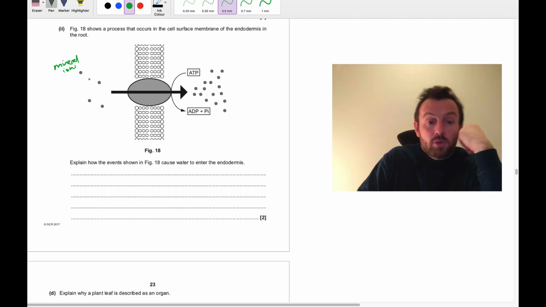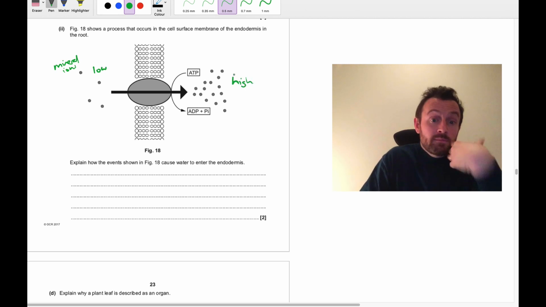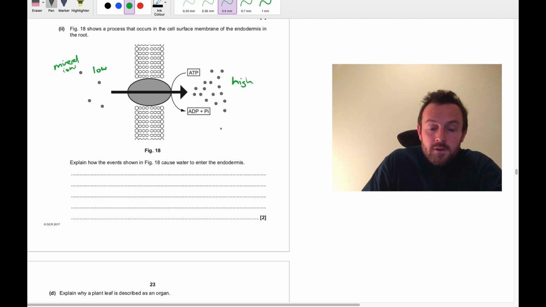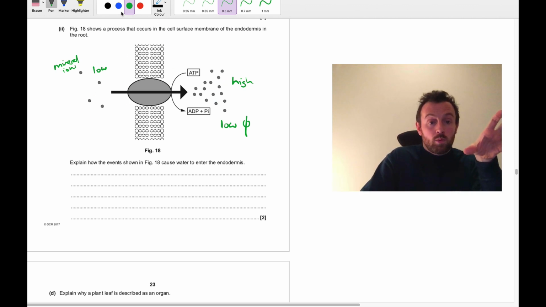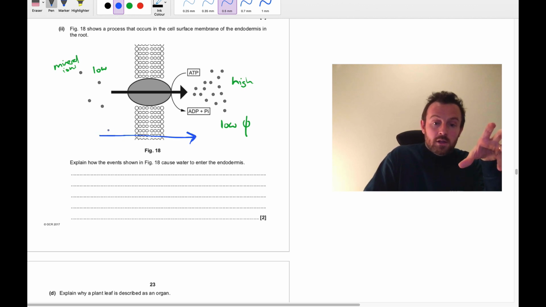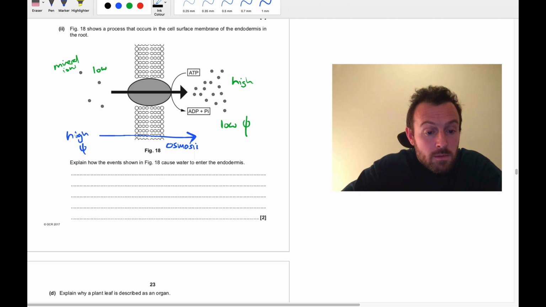So we have active transport moving mineral ions from a low concentration to a high concentration, which means that we have a low water potential in here because we have a high concentration of solute. So therefore water moves, I'll use blue for water, via osmosis from a high water potential, low solute, to a low water potential. So this is osmosis. And that should definitely be sufficient for 2 marks.